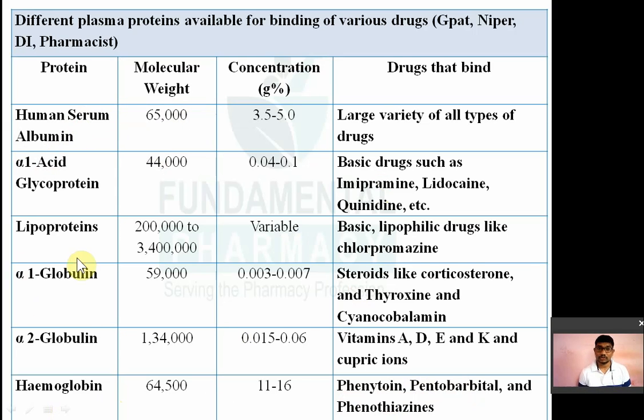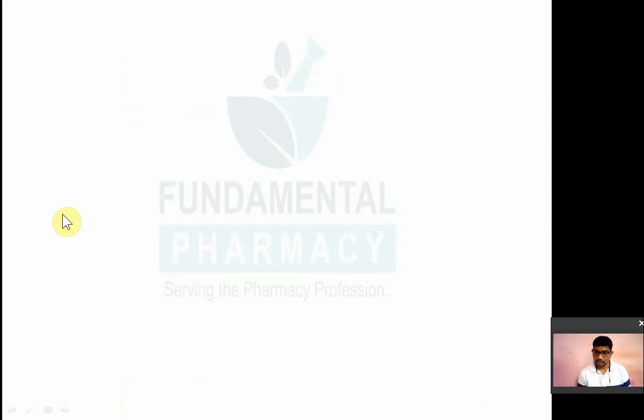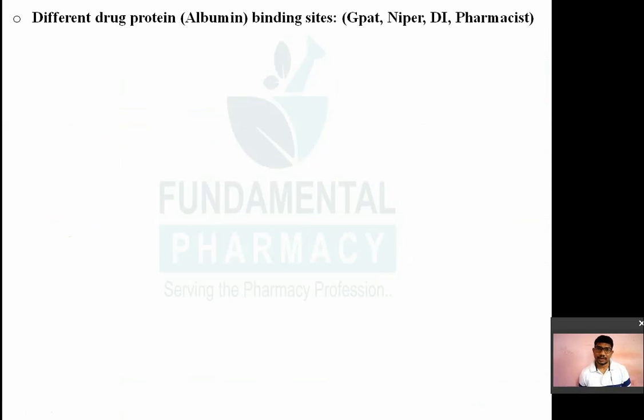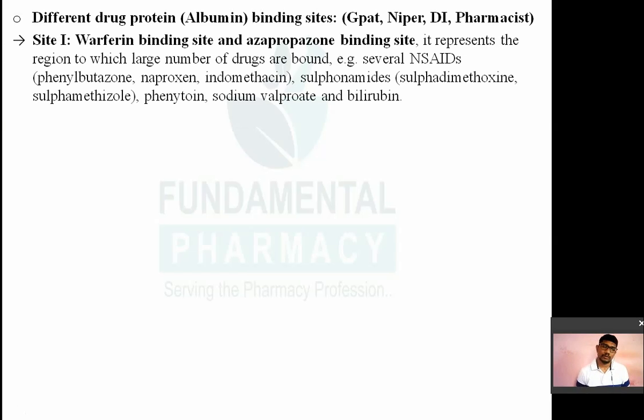Okay, so this table is very important. Remember, now we'll see the different drug binding sites at albumin. Mostly your plasma has albumin, and albumin also has different binding sites. So we'll see site first. Site 1 of the albumin binding site is known as the warfarin binding site and azapropazone binding site.